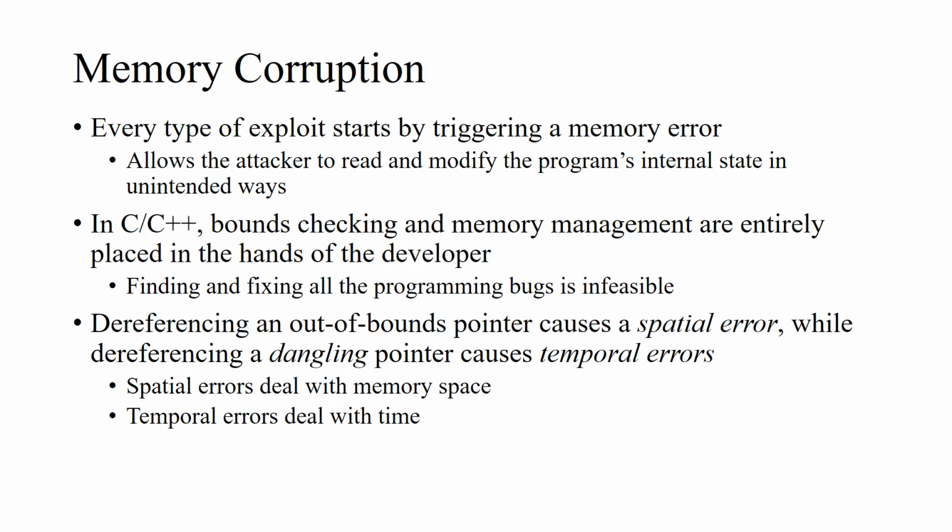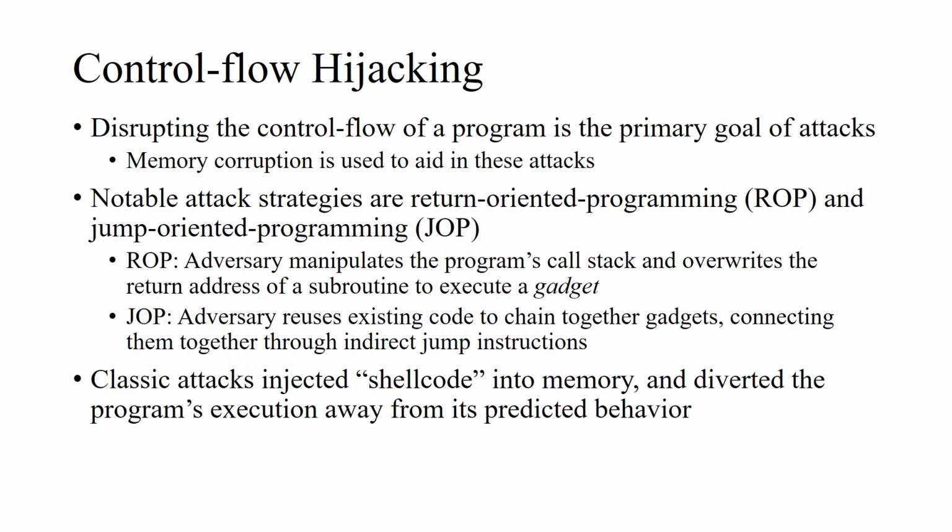Spatial errors deal with space, whereas temporal errors deal with time. A spatial error can occur when an out-of-bounds pointer is dereferenced, while dereferencing a dangling pointer causes temporal errors. The primary goal of attackers is to disrupt the control flow of a program, but memory corruption is used to aid in this process. Notable attack strategies are return-oriented programming or jump-oriented programming.